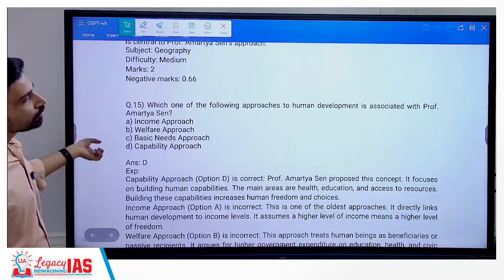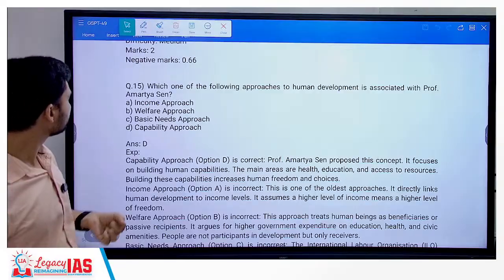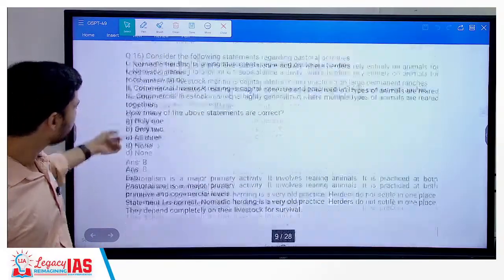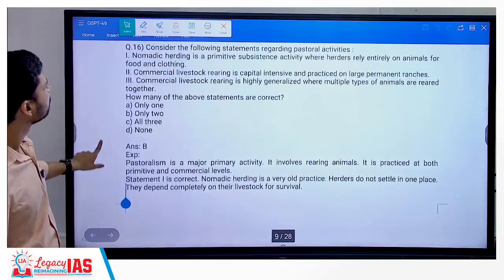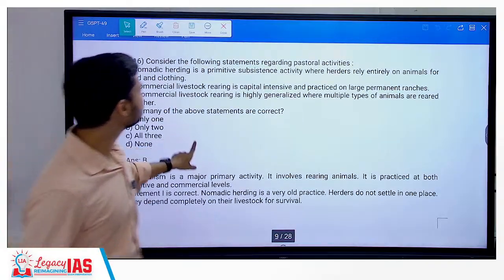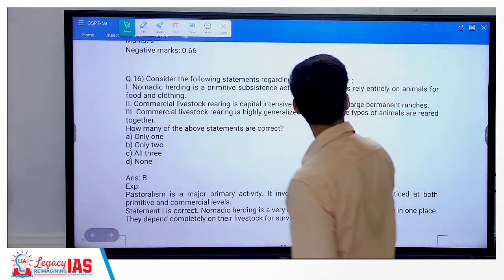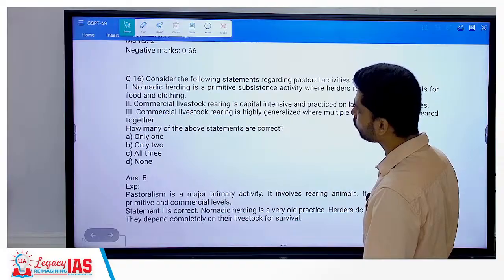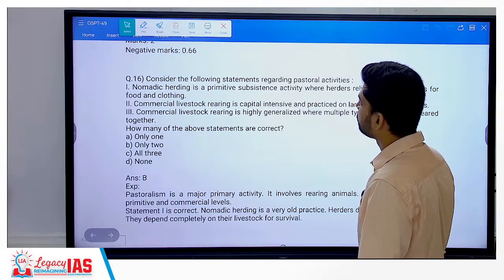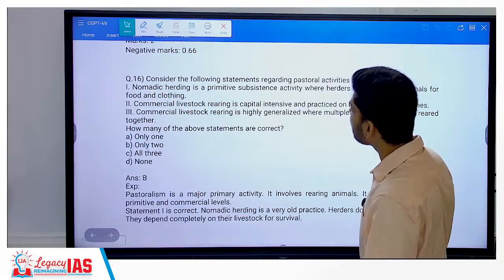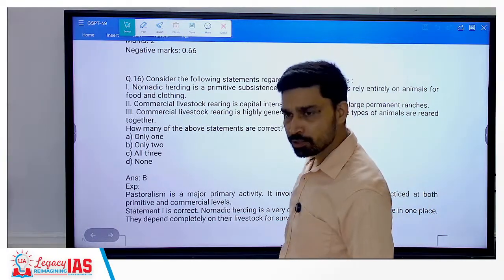Which of the following approaches to human development is associated with Professor Amartya Sen? Simple. Capability approach. Factual. Then nomadic herding is a primitive subsistence activity where herders rely entirely on animals for food and clothing. Right. That is true. Food and clothing.